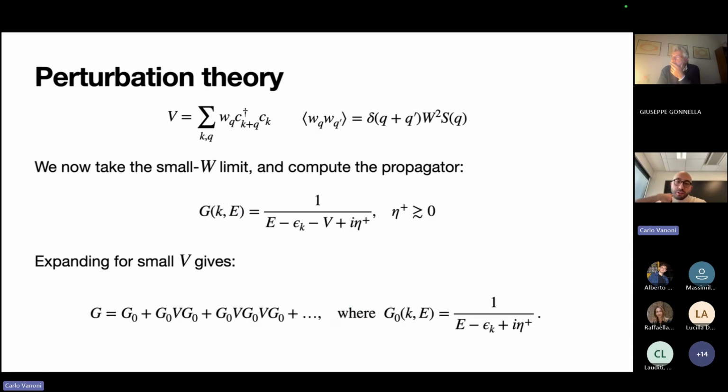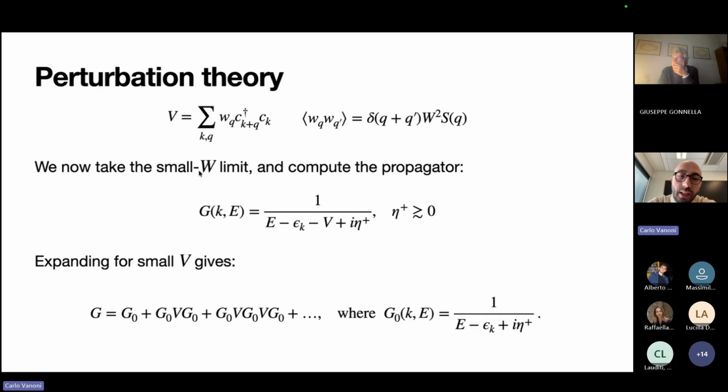So now our goal is to compute the localization length, which is the quantity that tells you how localized the wave function is and whether you're able to see a delocalized wave function in the system. This part will be a little bit technical, but I'll try to be quick and go very quickly to the results. To do that, you have to take the propagator, and we do a small W expansion. This capital W is basically the variance of the disorder.